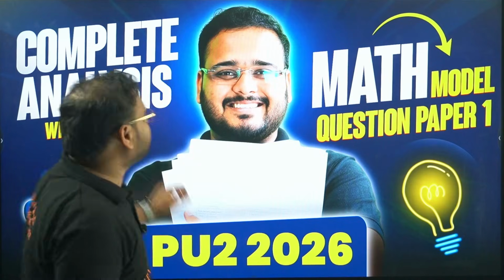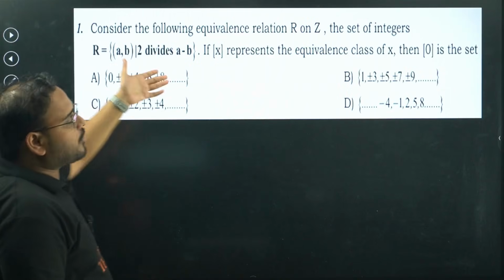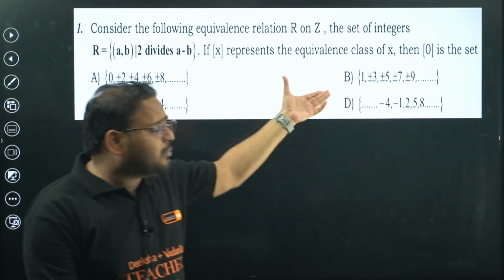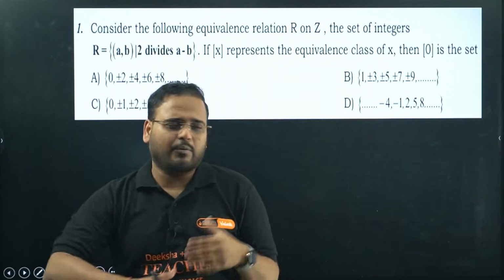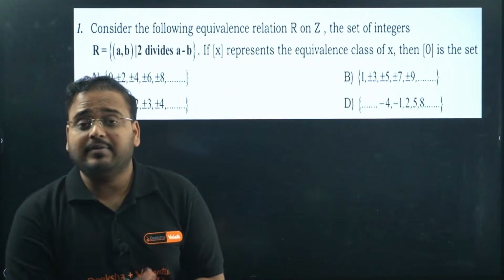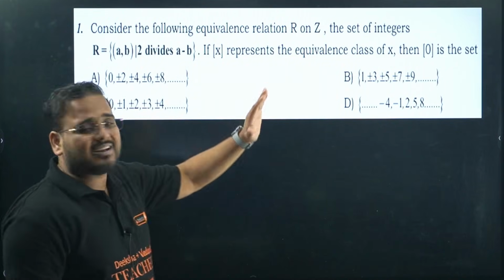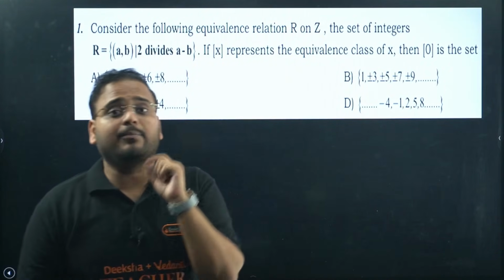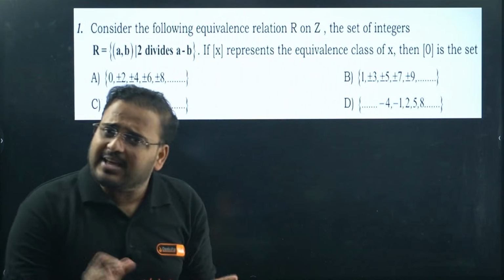MQP number 1, model question paper number 1, starting with, of course, the MCQs. This is a very unique question. I have never seen a question like this in the previous year when we were dealing with equivalence class questions. This is a very beautifully designed problem, very easy but good design.